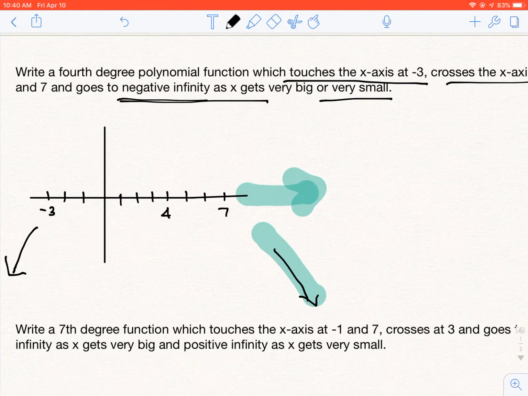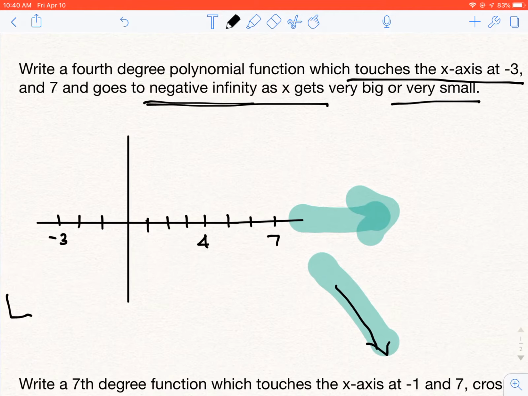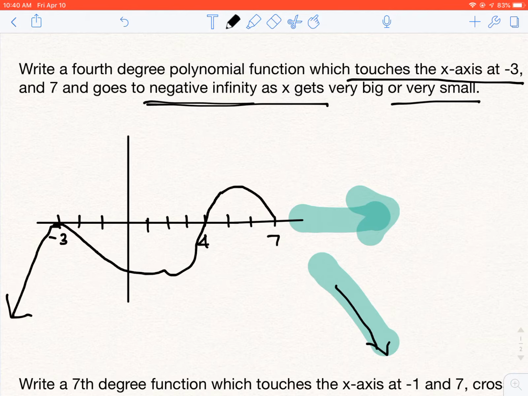All right, so it looks to me like, let me make this a little prettier, it touches at -3. So I'm going to go from here. I'm going to touch it at -3. Okay, I don't know what it does in between here, but I do know that it crosses at 4 and it crosses at 7 as it goes down in this direction. Okay, so that means 4th degree, which means x to the 4th power is my biggest degree.